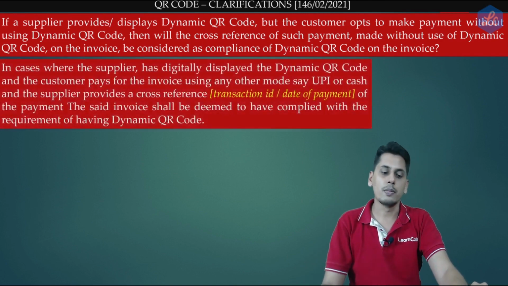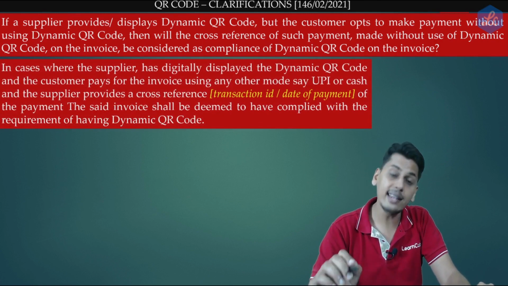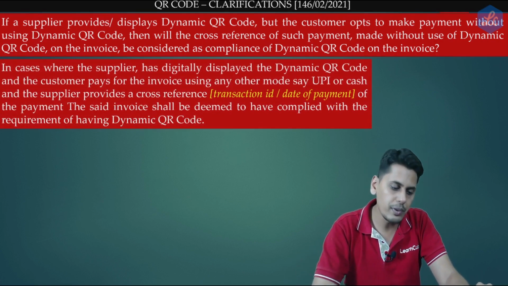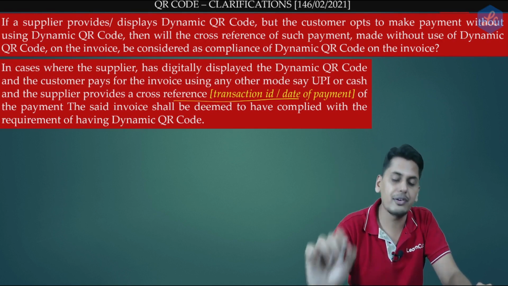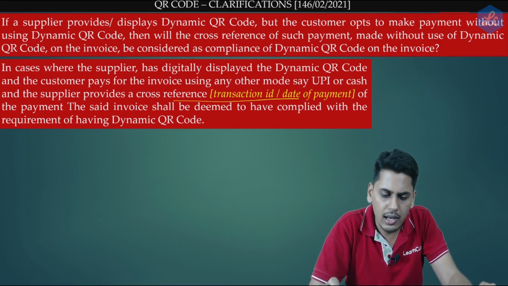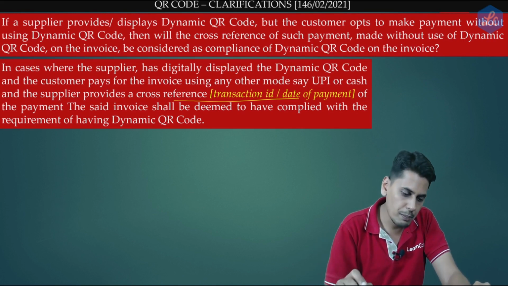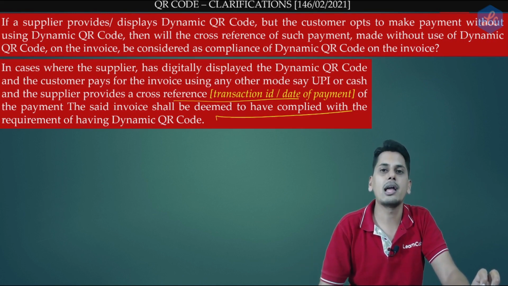Let's read the circular. In cases where the supplier has digitally displayed the dynamic QR code and the customer pays for the invoice using any other mode, say UPI or cash, and the supplier is providing a cross reference, that is the transaction ID if the payment was made through UPI, or the date of payment if it was made through cash, the said invoice shall be deemed to have complied with the requirement of dynamic QR code.